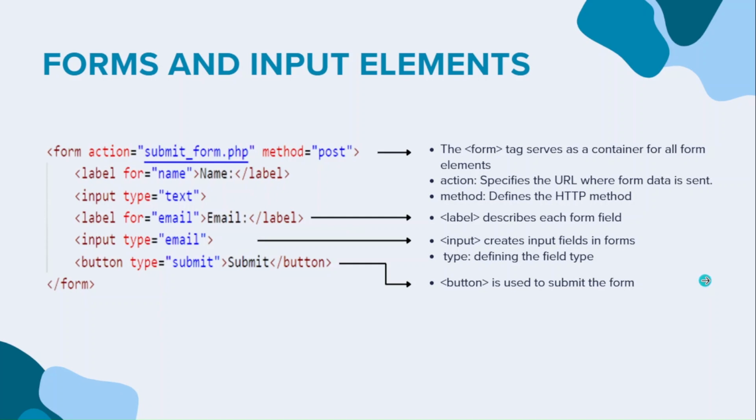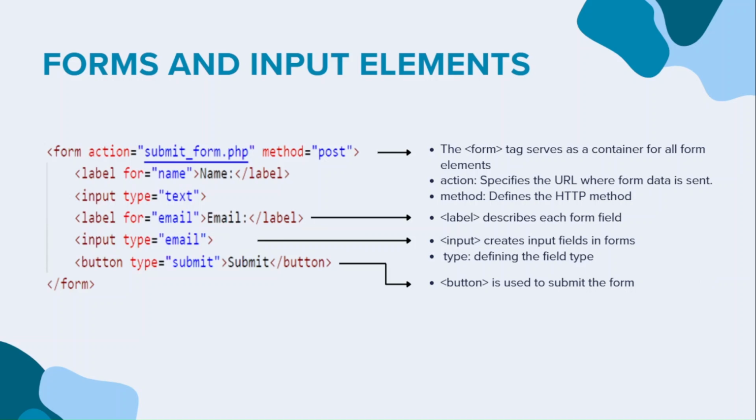The form tag is the container for all your form elements. It has two main attributes: action, which defines the URL to send the form data to, and method, which determines how data is sent, usually post or get.